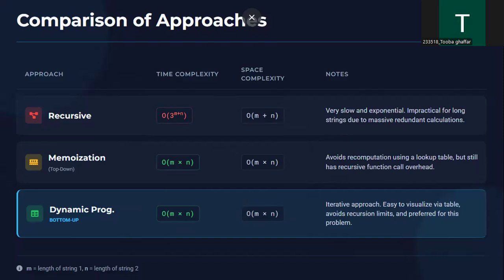So here is the comparison of approaches: recursive, memoization, and dynamic programming. The recursive approach is very slow and very impractical for long strings, and has very high time as well as space complexity. Memoization has the same time and space complexity as dynamic programming, but still has recursive function call overhead. But dynamic programming uses an iterative approach, easy to visualize via a table.